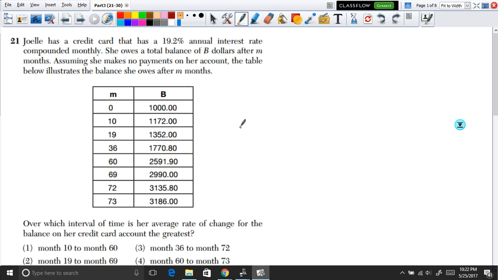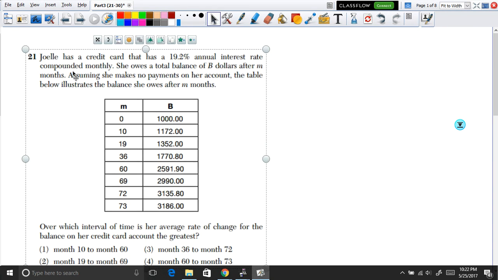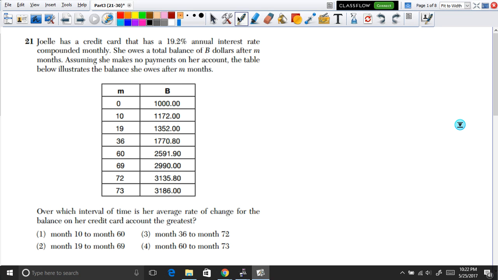Now, this is part 3 of our review for the regions of Algebra 2 for January 2017. So, right here on question 21, this is where we left off. So, now notice here that in question 21, we have the following.